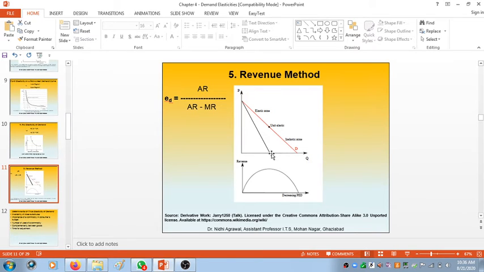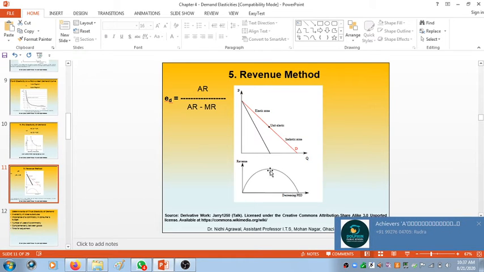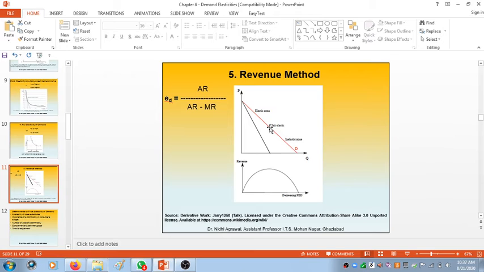So this is MR at the bottom line. MR becomes 0 because it is going to touch the x-axis. When MR is 0, then total revenue is maximum. So when you write here MR is 0, and the elasticity is AR divided by AR, so at this point the value will be equal to 1, right?